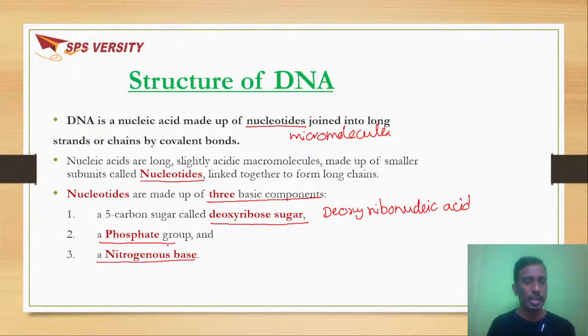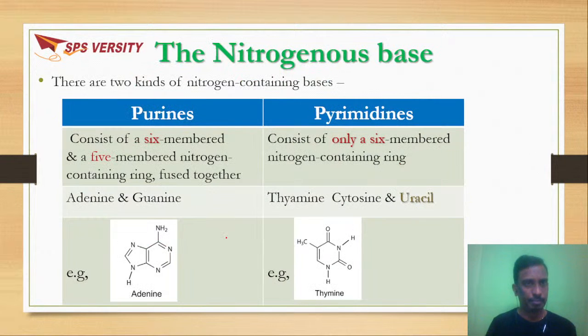In these three components, there are no subtypes in the sugar and phosphate. But in the nitrogenous base, there are subtypes. The types of nucleotides are due to the nitrogenous base. What are these nitrogenous bases? Based on their structure, there are two kinds of nitrogen-containing bases: one is called purines, and another is called pyrimidines.